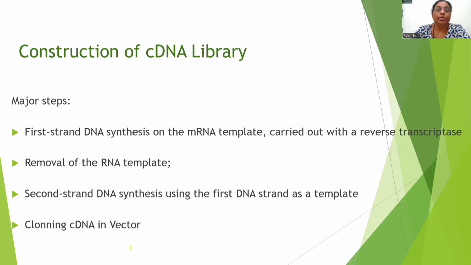Now, when we go for the construction of the cDNA library, what are the major steps? The first is first strand DNA synthesis. The second is removal of the RNA template. Third is second strand DNA synthesis. And the last one is cloning the cDNA in a vector.